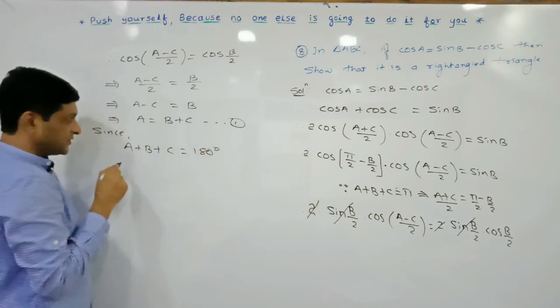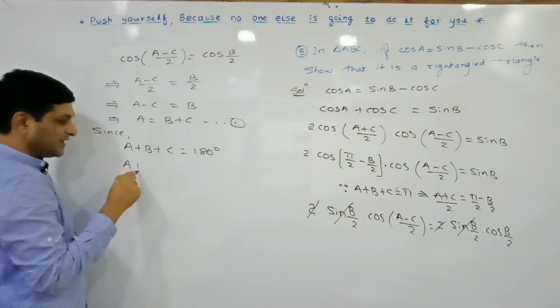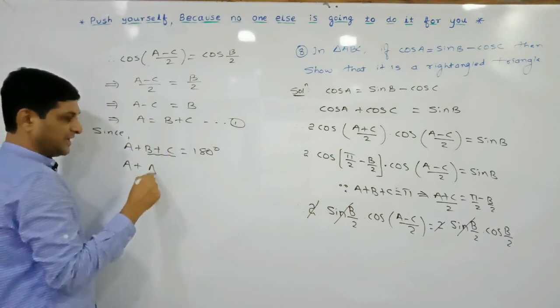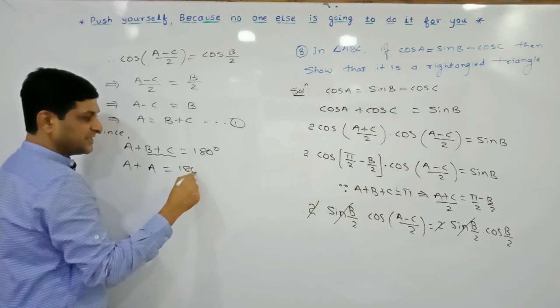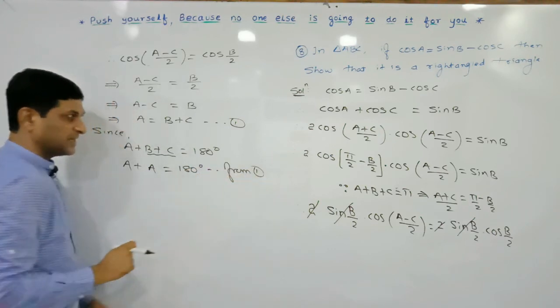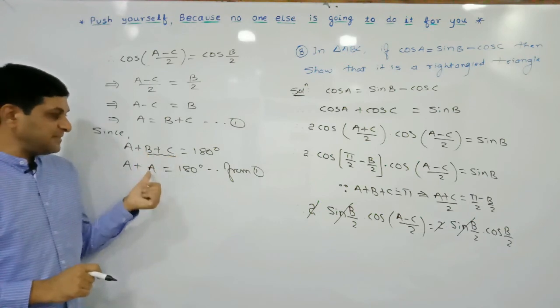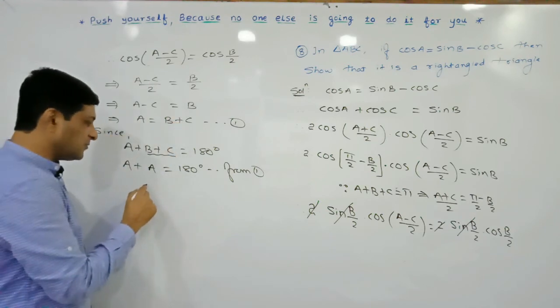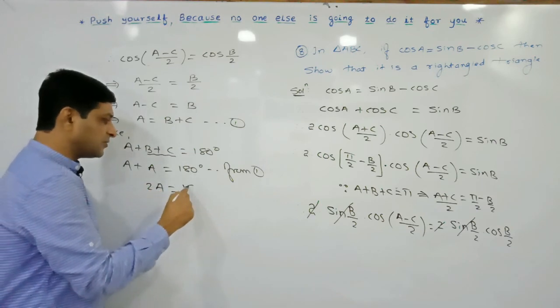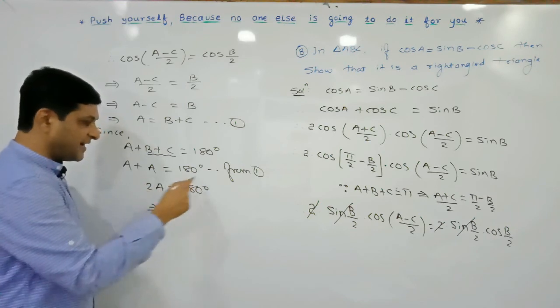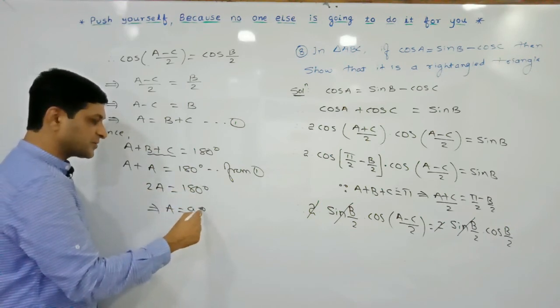180 degrees. So I am not disturbing A, I am replacing B plus C. What is the value of B plus C? It is equal to A. On the right hand side, 180 degrees, keep it as it is. This value we are substituting from equation number first. Just simply we are replacing B plus C by A, because B plus C is equal to A. Now A plus A will be equal to twice A is equal to 180 degrees, which implies that dividing both sides by 2, A will be equal to 90 degrees.